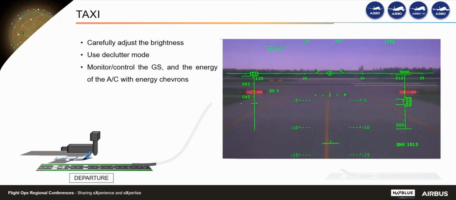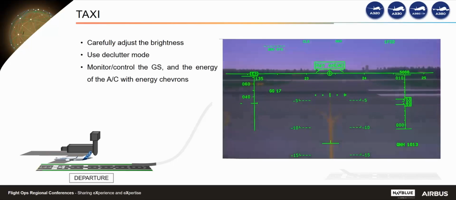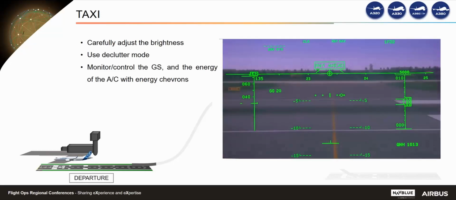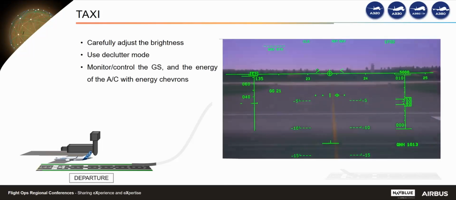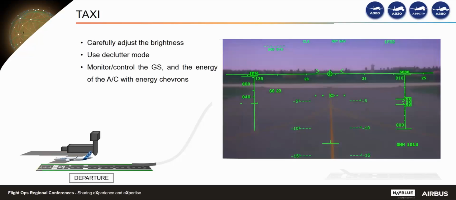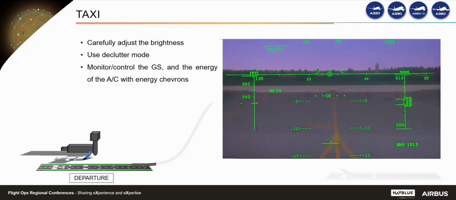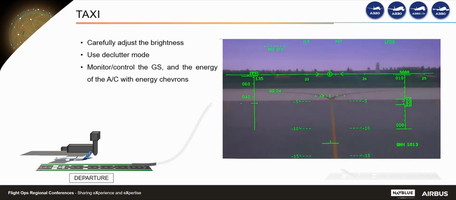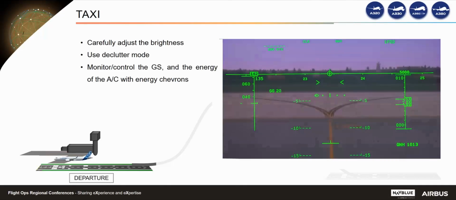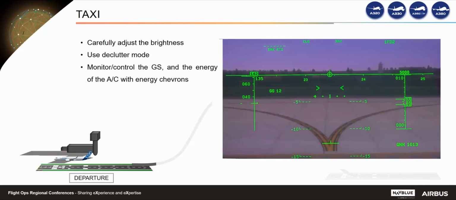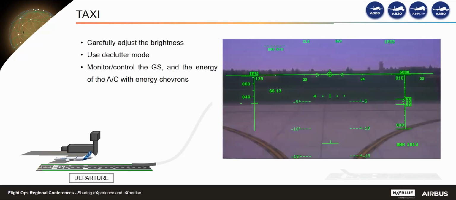We start to see that the aircraft is accelerating. This is confirmed by the increase of the ground speed and by the energy chevrons that are above the FPV. We are about to enter the runway. Indeed, the runway ahead indication is now displayed. We now expect to turn on the right, and we notice that the aircraft is starting to decelerate. This is confirmed by the energy chevrons that are below the FPV and by the ground speed that is decreasing.